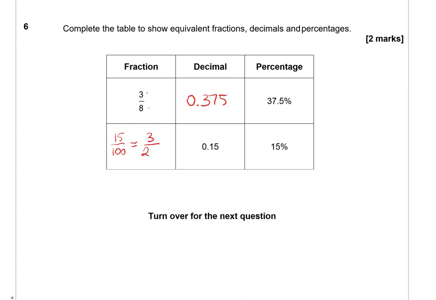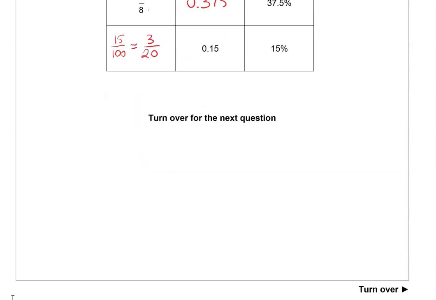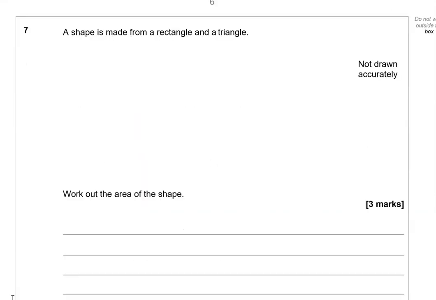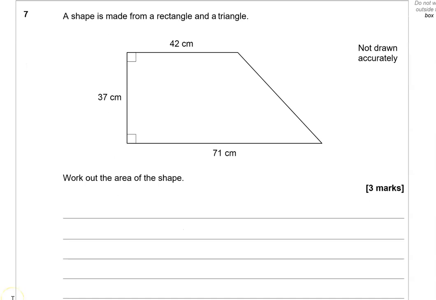That would be 20. So 3/20ths would be the simplified version of the fraction. And we've got question 7. A shape is made from a rectangle and a triangle. Work out the area of the shape. So it's a rectangle and a triangle, so I'm going to split the two shapes to make it easy for me to calculate the area.